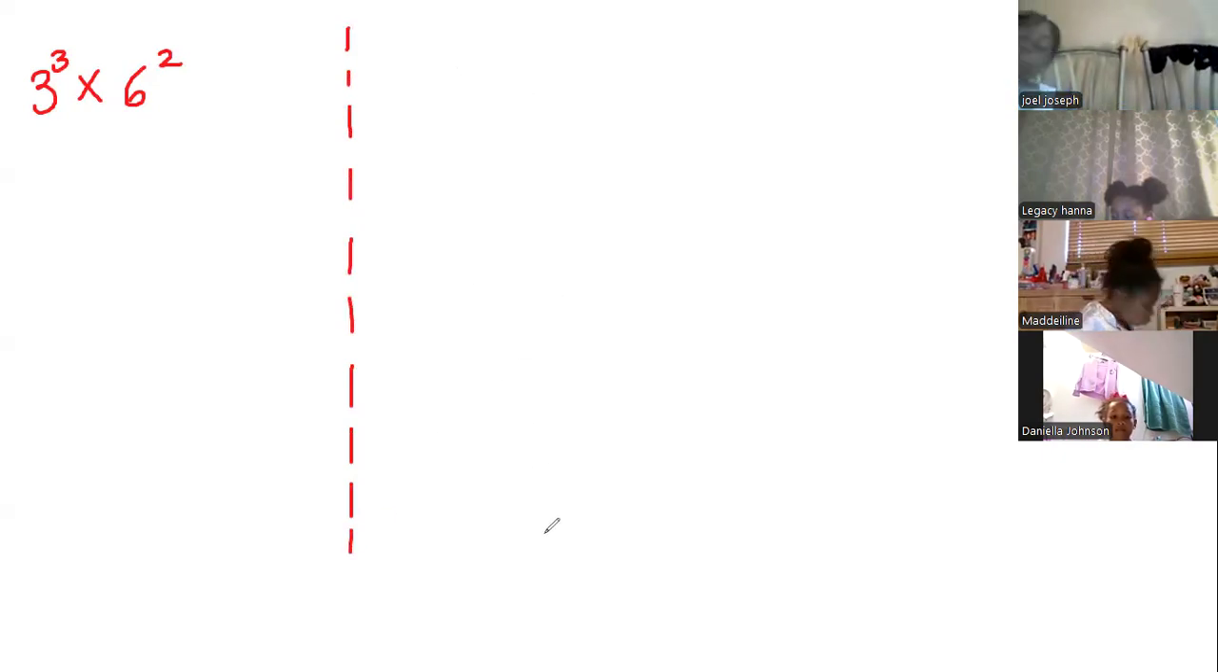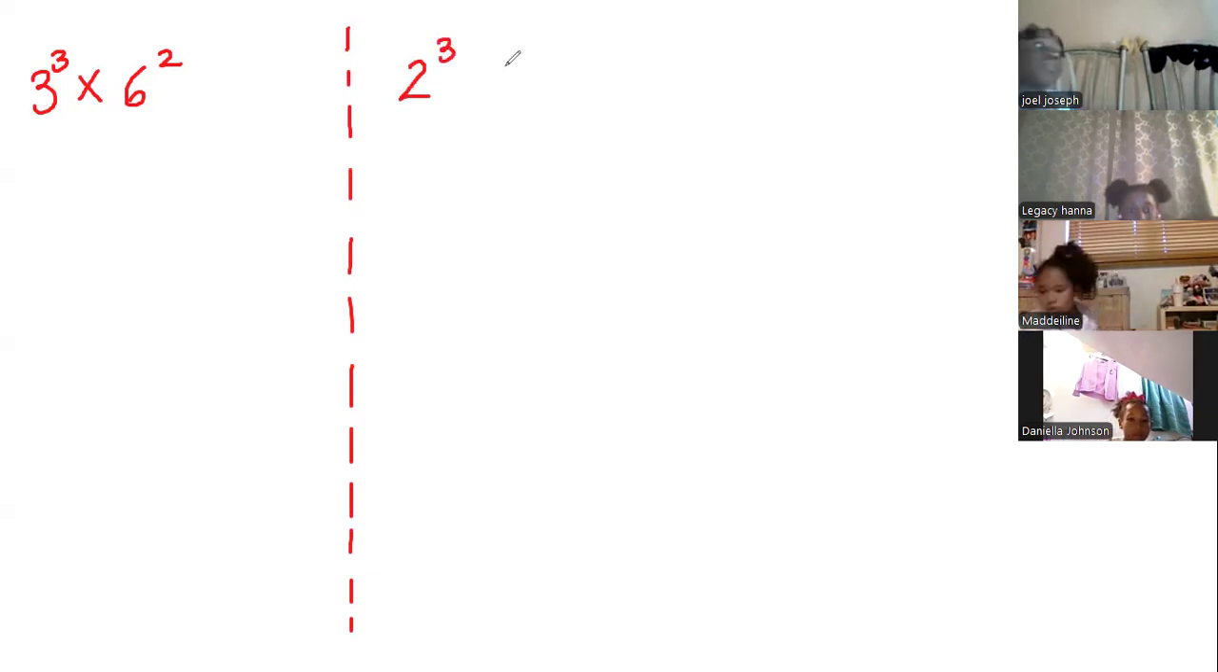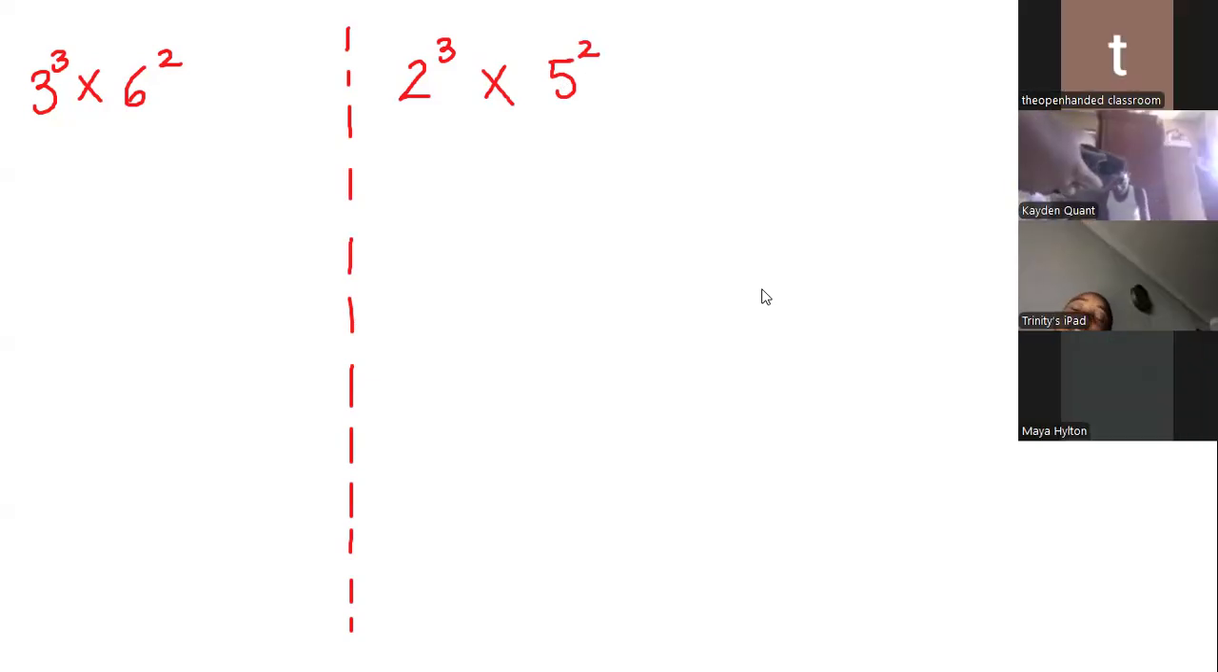Okay, next we have... I got this. You got this. Then we have... Do we have to do all of them before we send it? No, just the first one. Excuse me, Miss Woody. Go ahead. My question is, could the power go higher than 4, like 2 to the power of 4? Yes, it could go higher than 4.